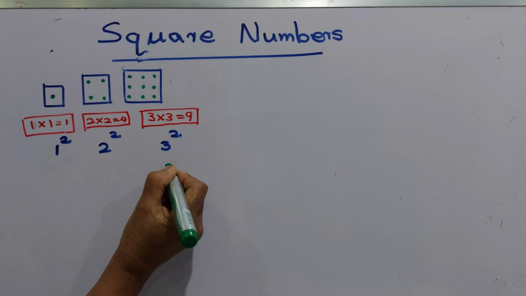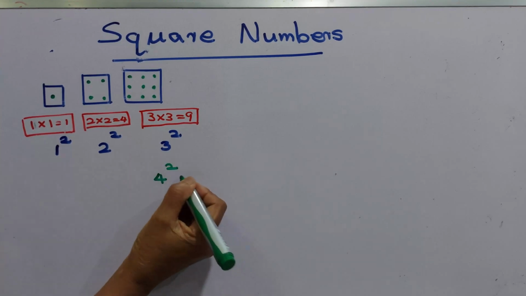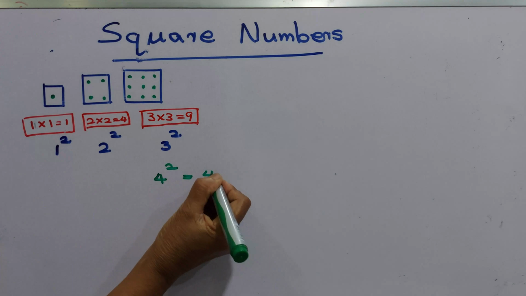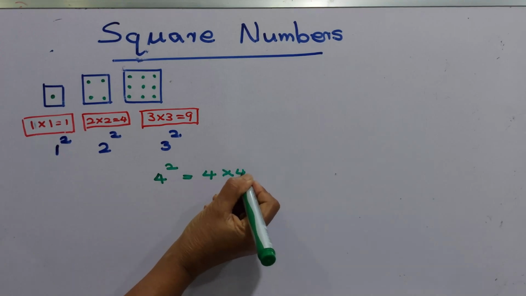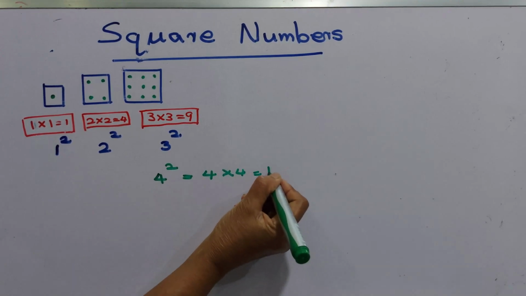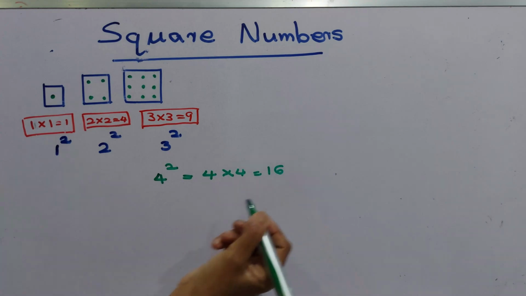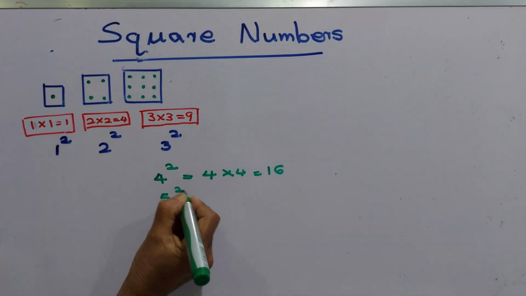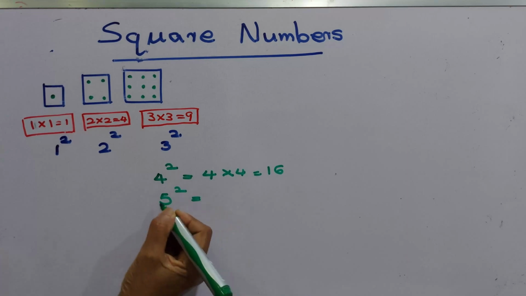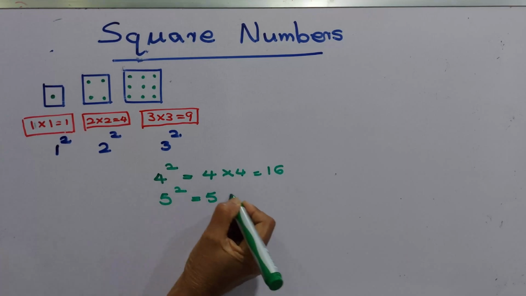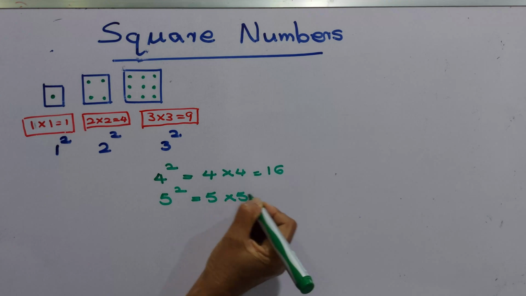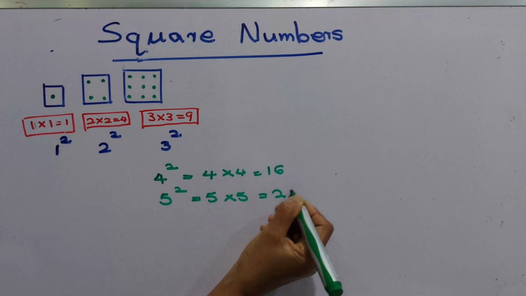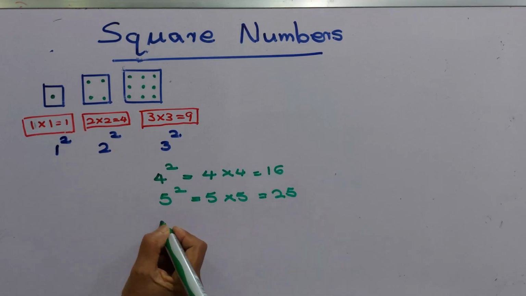4 squared. That means 4 into 4. Answer is 16. Another number. 5 squared. That means 5 into 5. That is, answer is 25.